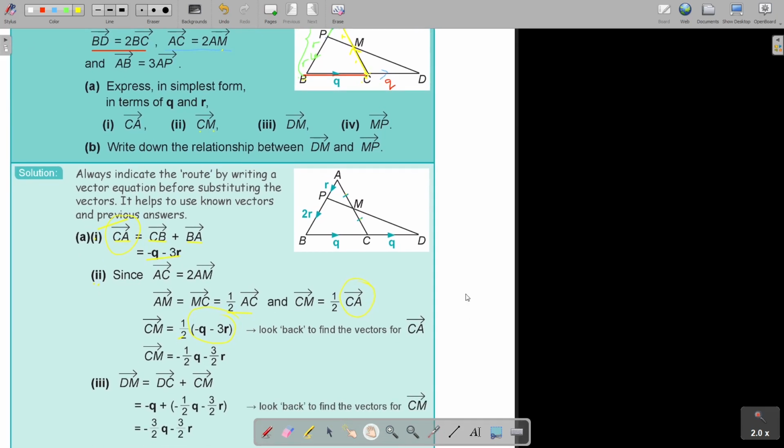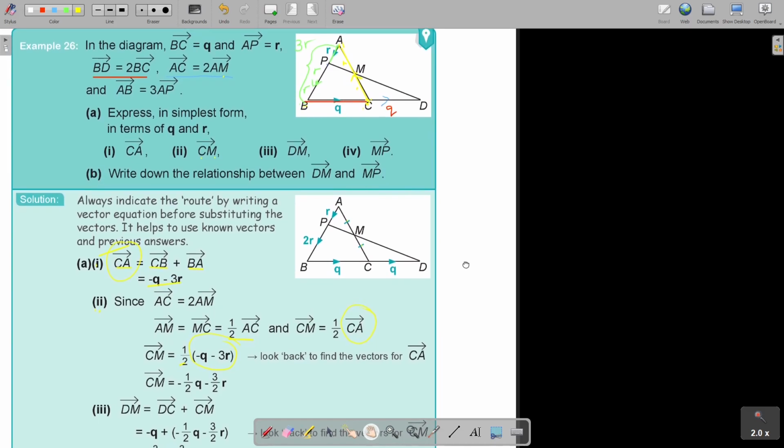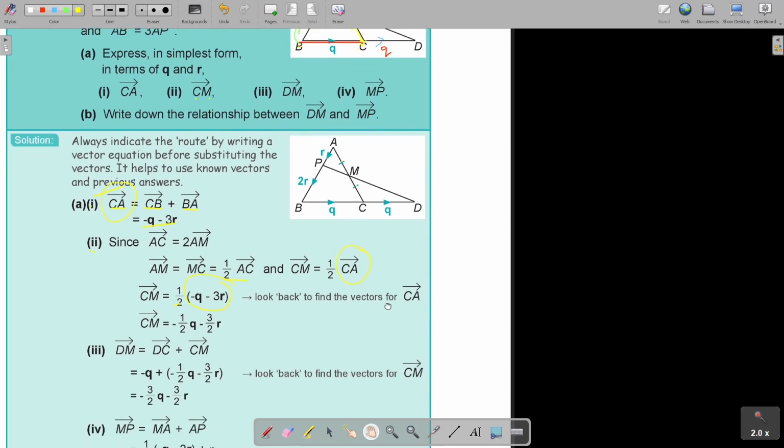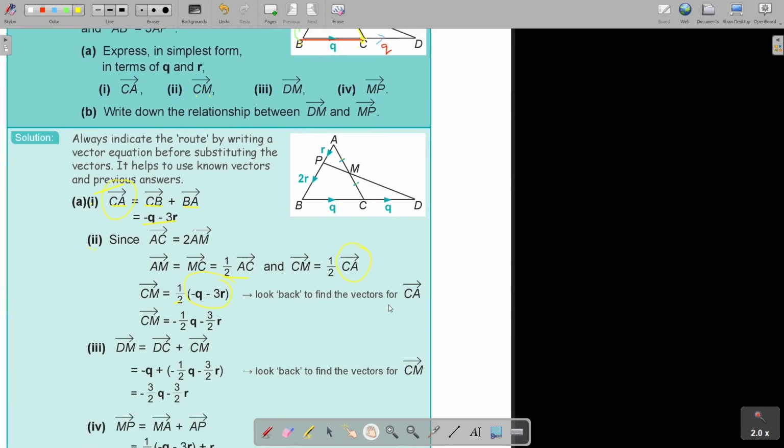But I'm going to still do one. So let's go to DM. Where is DM? DM, find your route. It's going to be D, C, CM. DC, you have DC, that's negative Q. Do you see there? You have CM. Just write it there, and now it's simple algebra. Just add your like terms, and you got that.